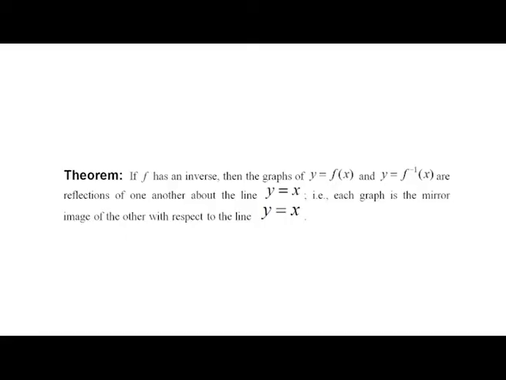We summarize this in a theorem. If f has an inverse, then the graphs of y = f(x) and y = f inverse of x are reflections of one another about the line y = x. That is, each graph is the mirror image of the other with respect to the line y = x.